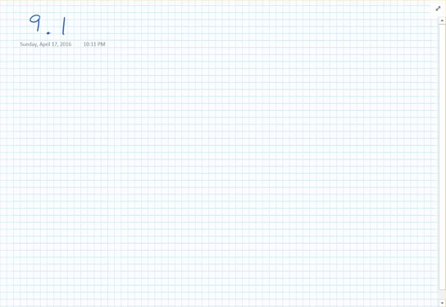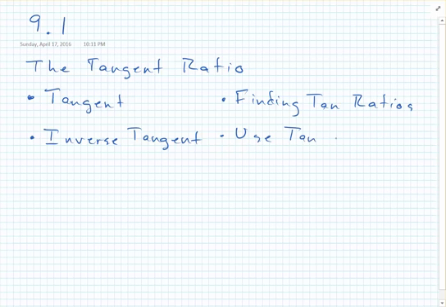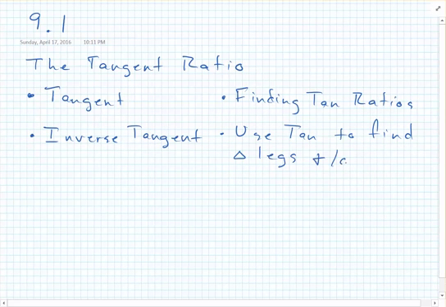9.1. Chapter 9 is all about trigonometry and using right triangle trig, so sine, cosine, and tangent. 9.1 is all about the tangent ratio. And so today we're going to be talking about tangent. We're going to be talking about inverse tangent. We'll talk about finding tangent ratios. And then we will use tangent to find triangle legs and or angles. That's the deal for today.